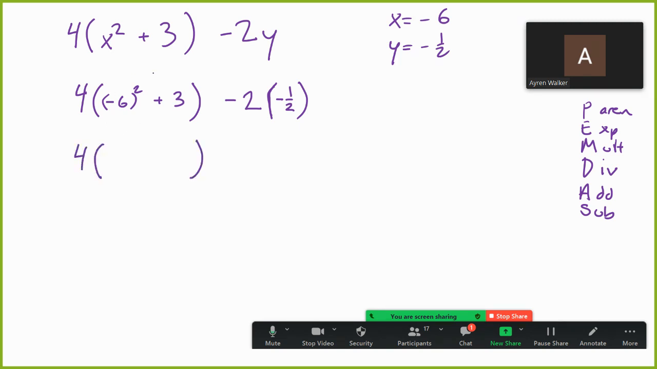So inside this bigger parentheses, I've got an exponent and then I've got adding. So let's do the exponent first. So -6 times -6. So side work, remember negative times a negative is positive. And then 6 times 6 is 36. So because it was a -6 we plugged in, this squared, or second power, becomes positive 36 plus 3.